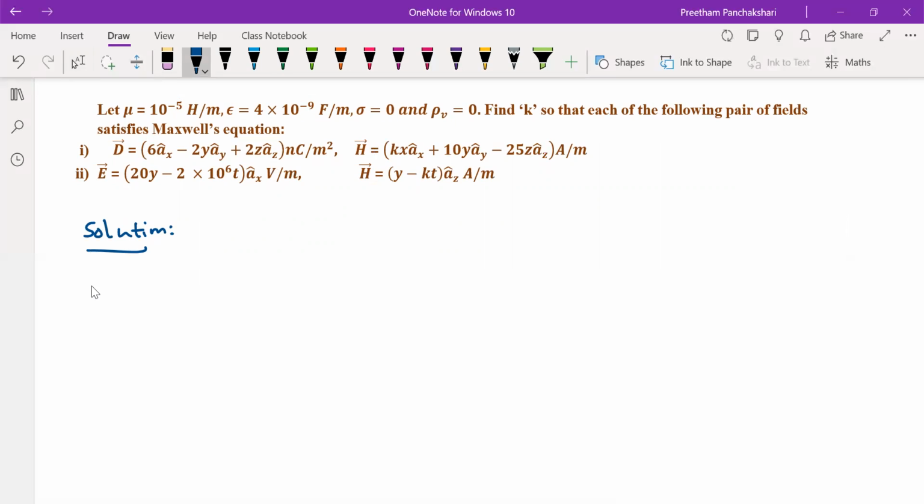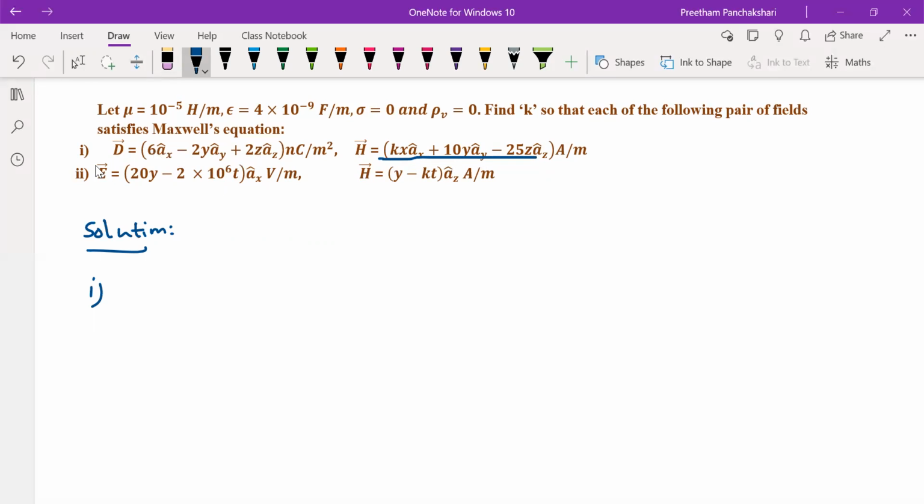First problem, D and H are given. Both of them satisfy Maxwell's equation. We have to find K. But there are four Maxwell's equations. Which one has to be selected? Carefully observe equation D: 6ax minus 2yay plus 2zaz. Look at this one. In D, there is no time variable at all. t is not there. In H also, there is no t.